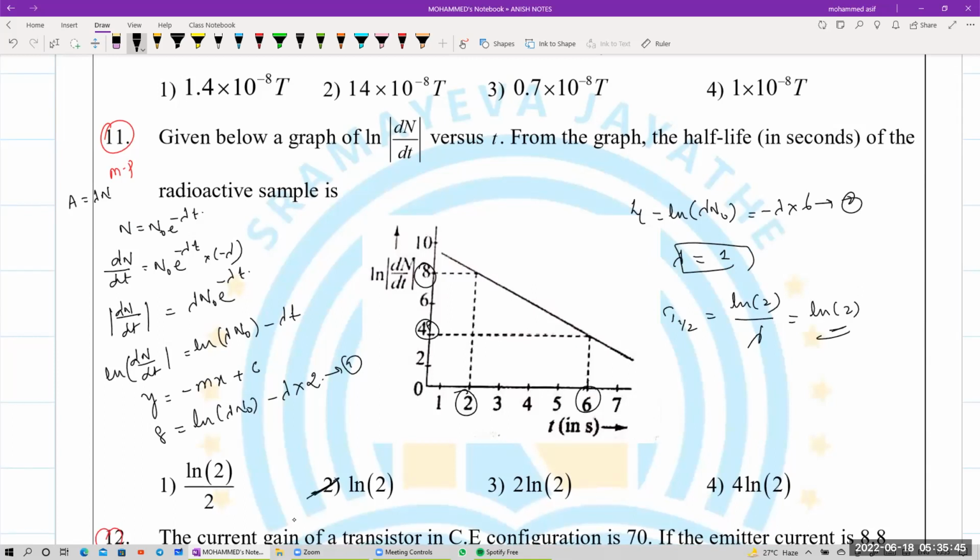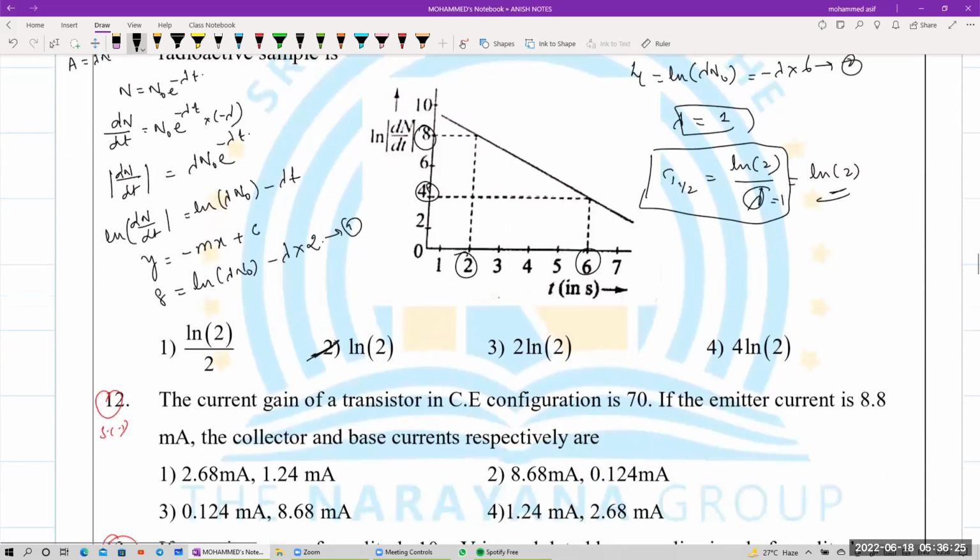Second option. Yes, sir. So to recap, from the direct formula N = N0 exponential to the power of minus lambda t, I differentiated with respect to time and got dN/dt. Then I took the log on both sides and compared with the straight line equation. At 2 seconds the ln dN/dt value is 8, and at 6 seconds it is 4. Just take the ratio of those and we get the decay constant. Once we get the decay constant, use the formula t half equals ln 2 divided by lambda. The lambda value is 1, so the answer is ln 2.